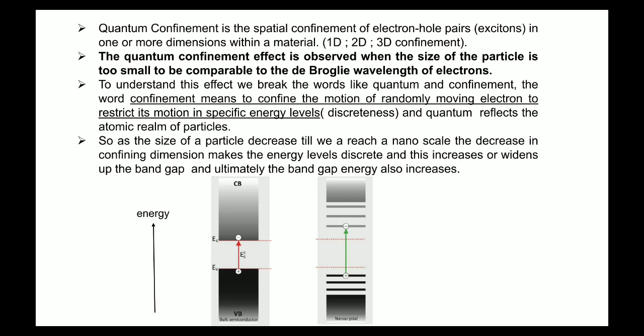As you can see on your left hand side, there is a valence band and a conduction band, and there is a band gap represented with Eg. As you can see, the bands are continuous. The valence band is continuous, and the conduction band is also continuous. Continuous means that because it is a bulk material, a large number of energy levels are available, overlapping with each other, and the distance between two energy levels is very small, so we can consider it continuous. So this is a continuous band.